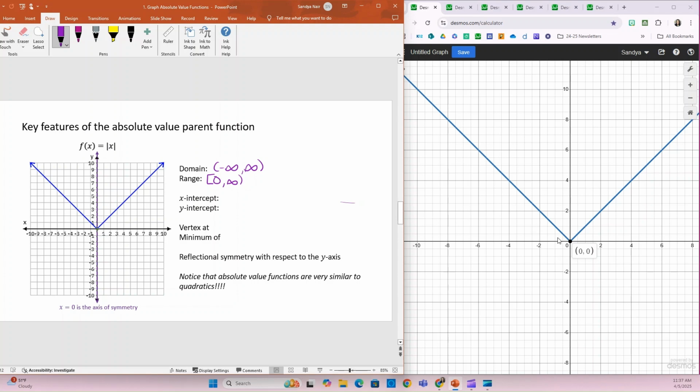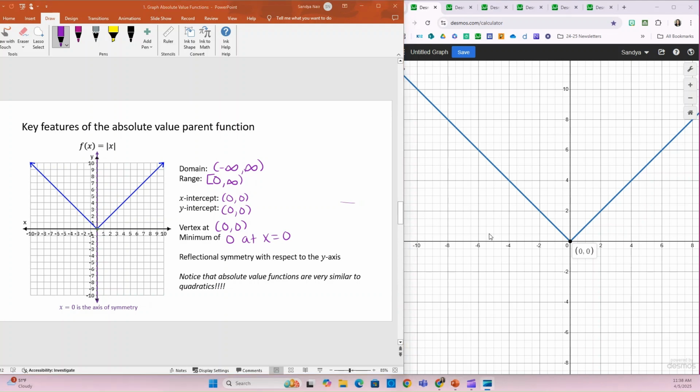The x-intercept, well, I can just click on here and you can see the x-intercept is actually at (0, 0). And incidentally, that is also going to be the y-intercept, right? Because that's also where the graph crosses the y-axis. So the vertex, that kind of corner point of my graph, is also going to be at (0, 0). And so that means this graph has a minimum of 0 at x equals 0, right? Because that's going to be the lowest point on my graph. That's also the lowest y value.